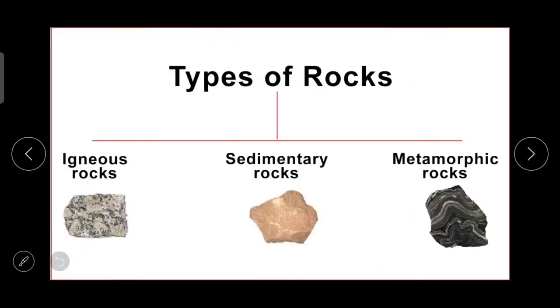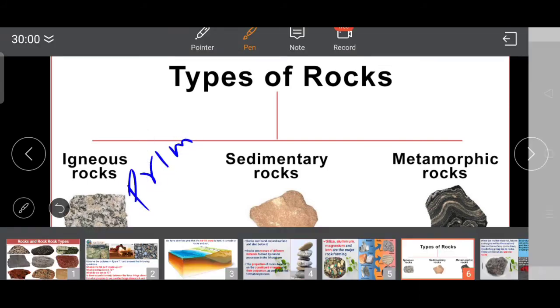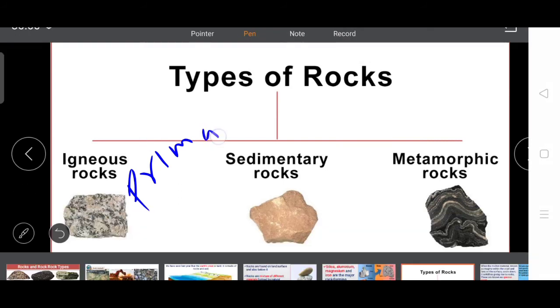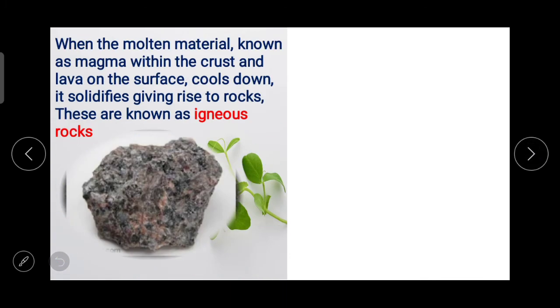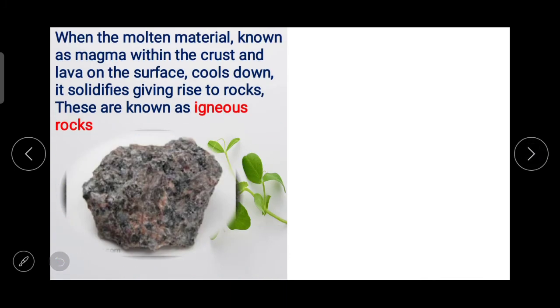Types of rocks about which now we are going to talk. In this, the first one, igneous rocks, sedimentary rocks and metamorphic rocks. Now igneous rocks may be known as primary rocks. So igneous rocks, sedimentary rocks and metamorphic rocks. Now one by one we'll study this in detail, and the first one here is the igneous rocks.